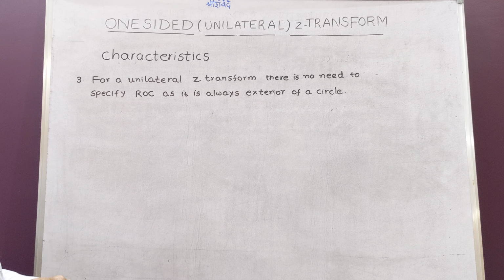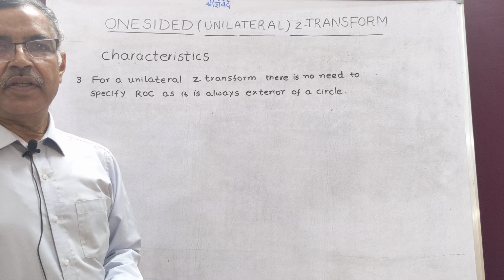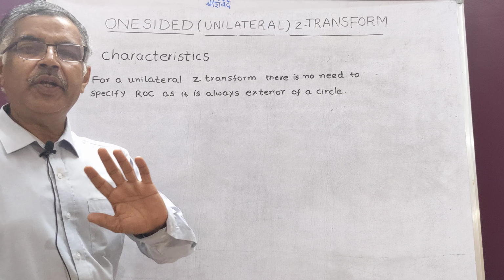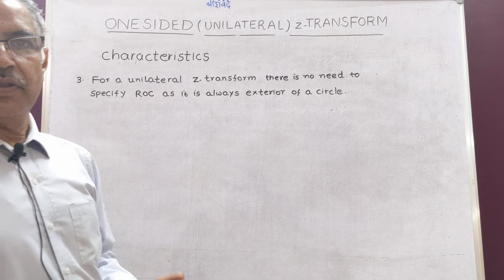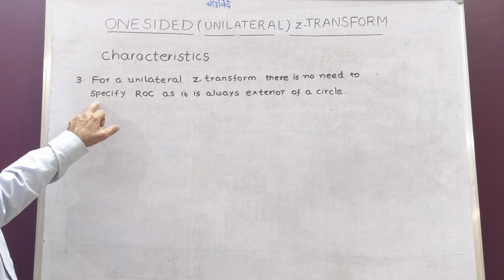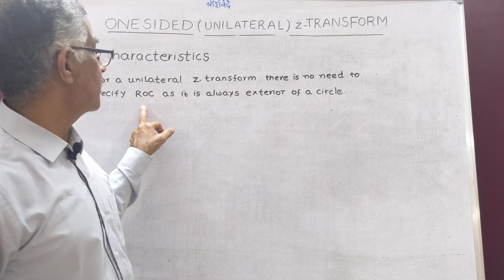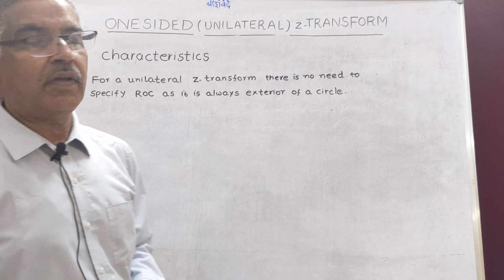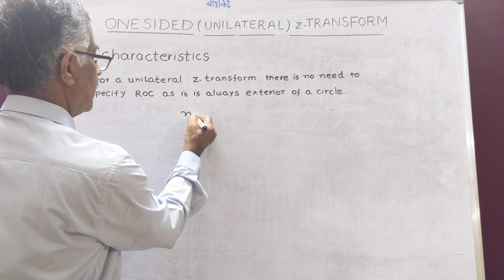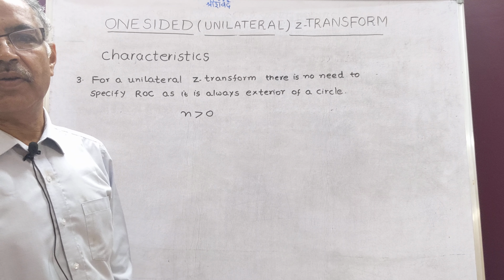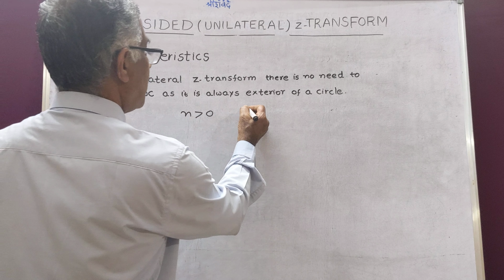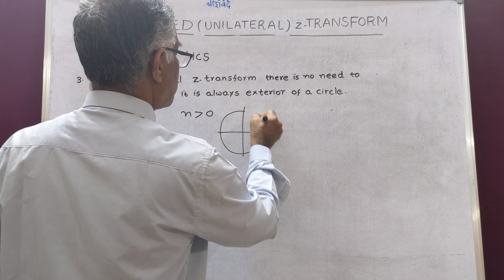Now the third characteristic. Given x of n, it is going to have a unique unilateral Z transform. There cannot be two Z transforms. For a unilateral Z transform, there is no need to specify the ROC, the region of convergence, as it is always the exterior of a circle. As we know, x of n exists only for n greater than 0. It is a causal system, so for such x of n the region of convergence is always exterior to the circle.